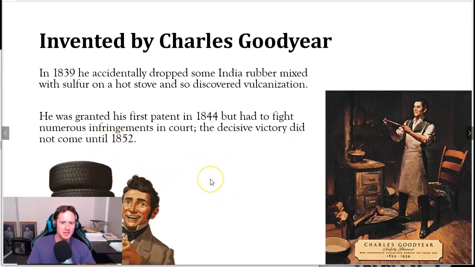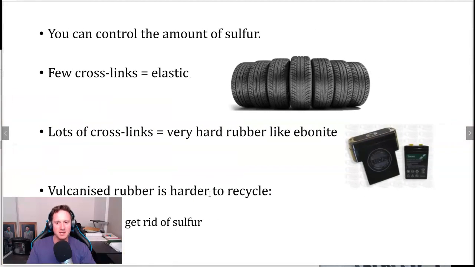He was granted his first patent in 1844, but had to fight numerous infringements in court. The decisive victory did not come till 1852. So then he could patent his mixture to create tires. You can control the amount of sulfur, so that can change the different properties of tires depending on what kind of car you have, the road surface conditions. If you're into cars and you're going to be buying tires, spending money, you'll learn more about that.